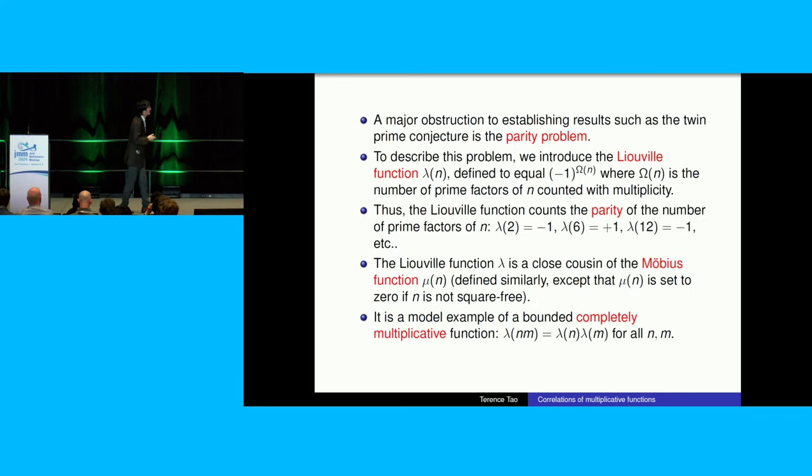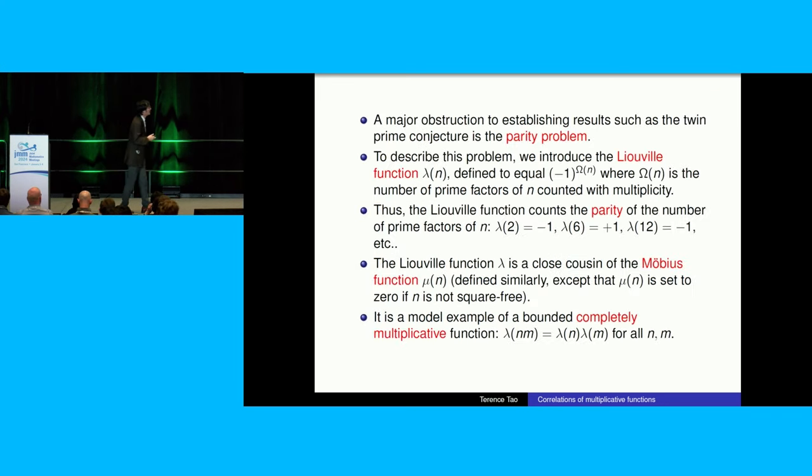For example, the prime number theorem that we mentioned previously: there are some very elementary manipulations, and it turns out that the prime number theorem is equivalent to the assertion that the Liouville function has asymptotically mean zero. That is, if you take the sum of the first x values of the Liouville function divided by x, that should go to zero.